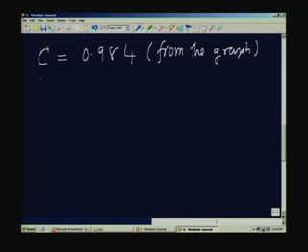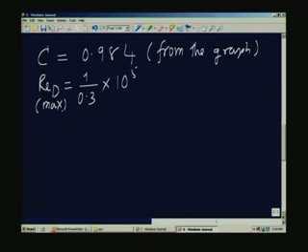from the graph. So we will just mention here, from the graph, this corresponds to Reynolds number 1 over 0.3 times 10 to the power of 5, which is the maximum value in this particular application. This is 3.3 recurring into 10 to the power of 5, and corresponding to that, this is the value of C which I am going to get.